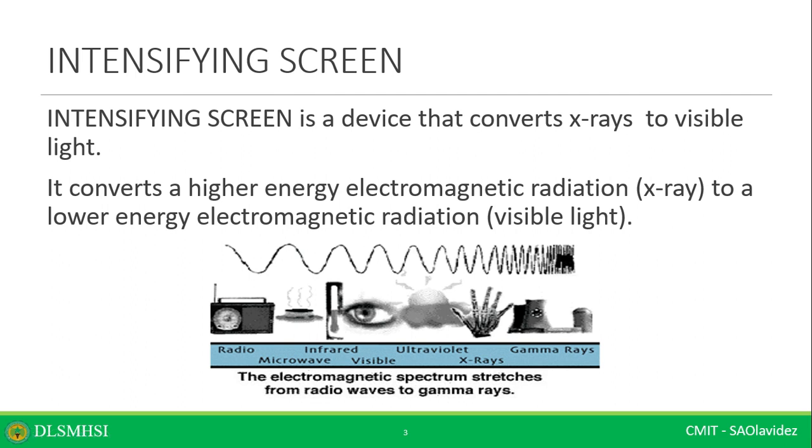In effect, films are exposed to many photons as a result of this conversion. And that is precisely the reason why this is called intensifying screen. What it intensifies is the number of photons that will interact with the X-ray film.